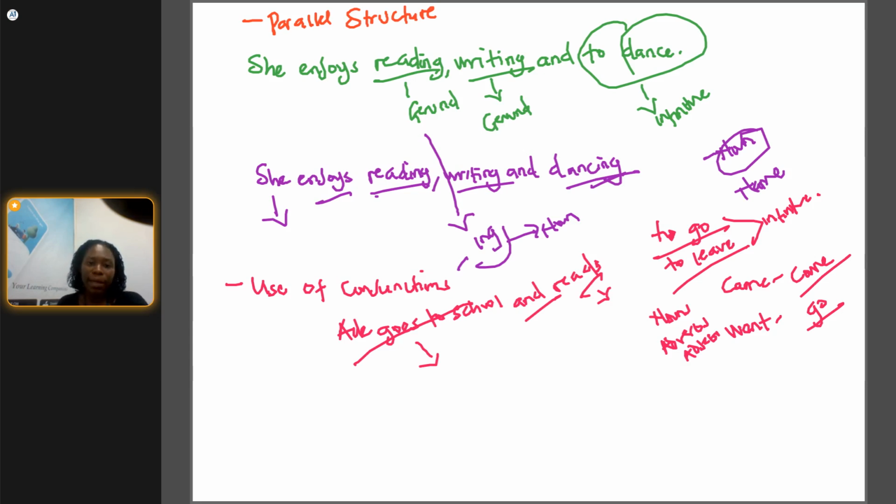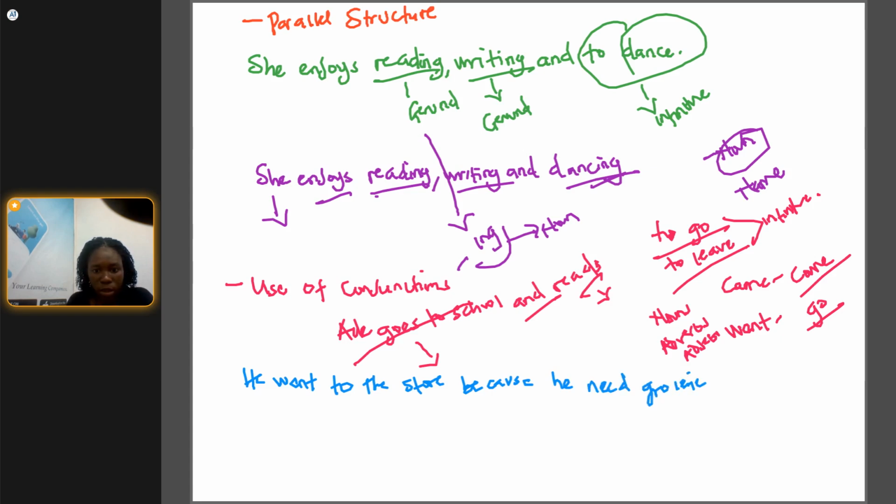Again, context comes into play here. Just like subject-verb agreement and parallel structure, the use of conjunctions is similar. So he went to the store because he needs groceries. Let me have that written. He went to the store because he needs groceries.